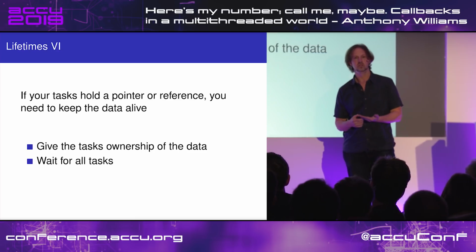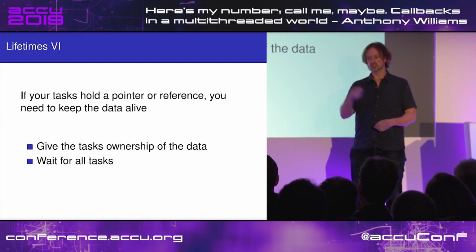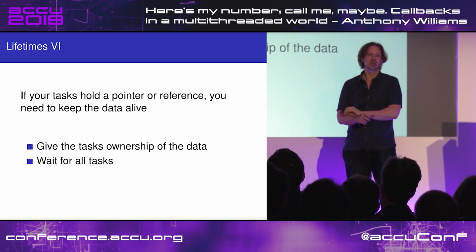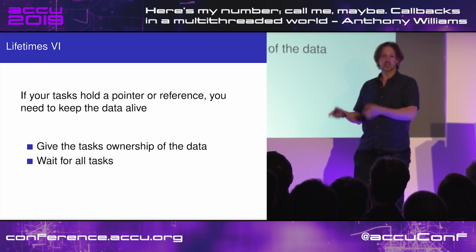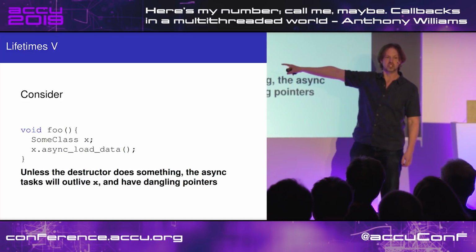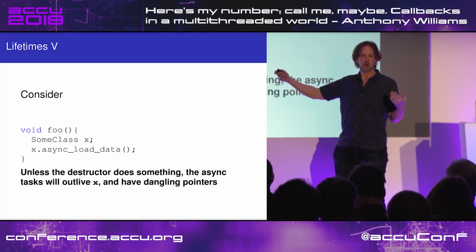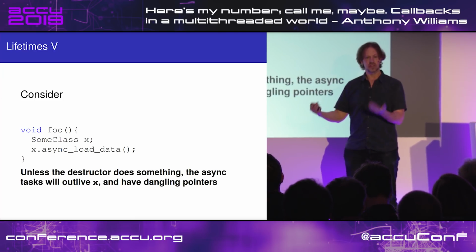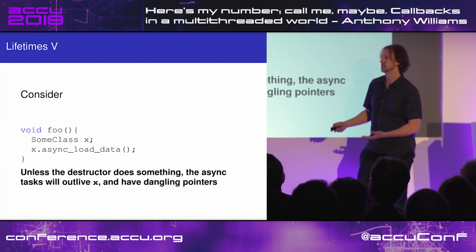The second option is you can wait for your tasks before you destroy the data. You say, well, I have some data, I have some tasks that run, so I'm not going to destroy the data till I know that all my tasks have safely completed. So in our destructor for some class on the previous slide here, if our destructor waits for the tasks to finish, we don't have a dangling pointer problem. Alternatively, if the tasks own the data in some way, then we don't have a dangling pointer problem because the tasks are still running, but the data is still alive because the tasks own the data.